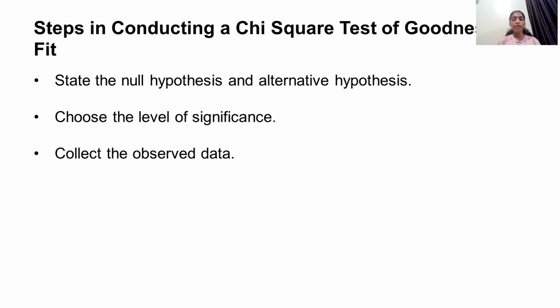Steps in conducting the chi-square test of goodness of fit. State the null hypothesis and alternative hypothesis. Choose the level of significance. Collect the observed data.